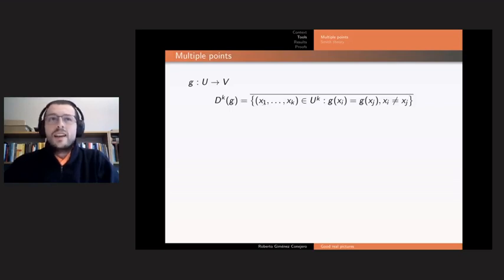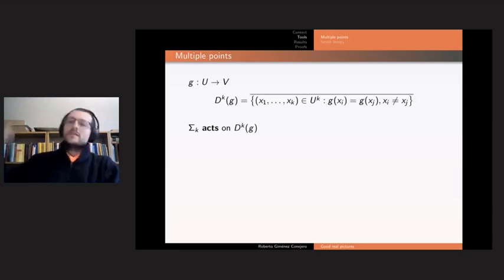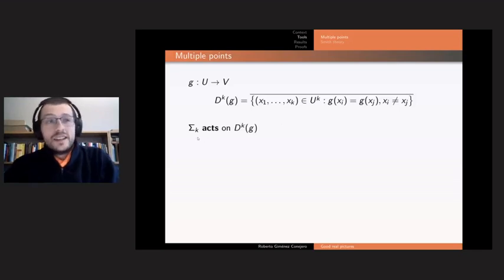The k multiple points are k tuples of points that have the same image, but the points are different. And then you take the closure of this to include some equalities. And I'm going to show you an example of this, don't worry. So you have many points that go to the same image, but they are not the same, basically, and then you take the closure.